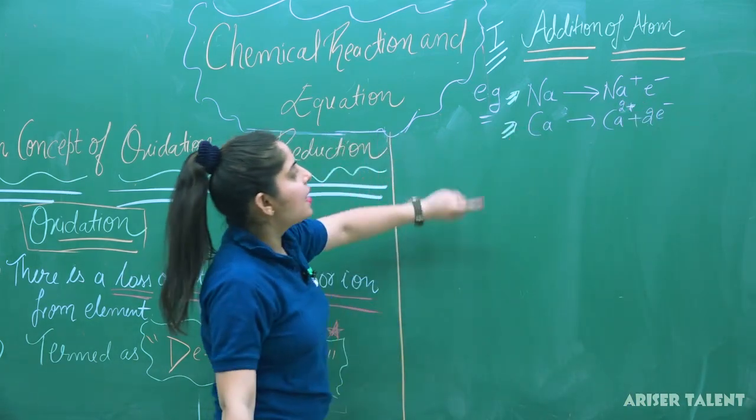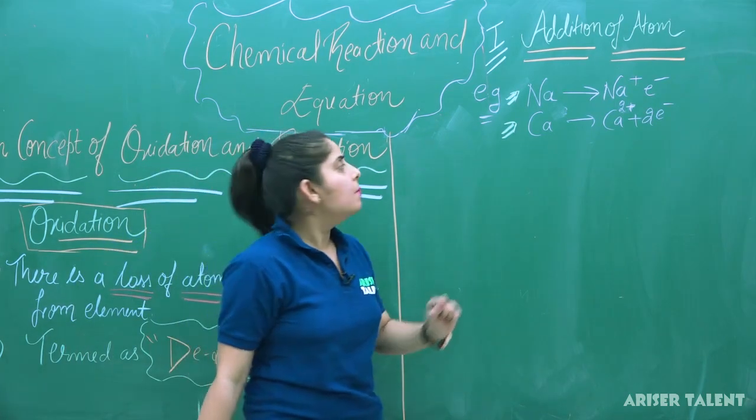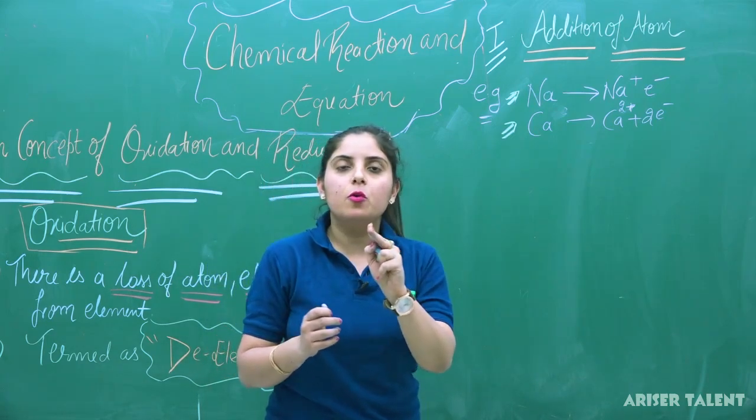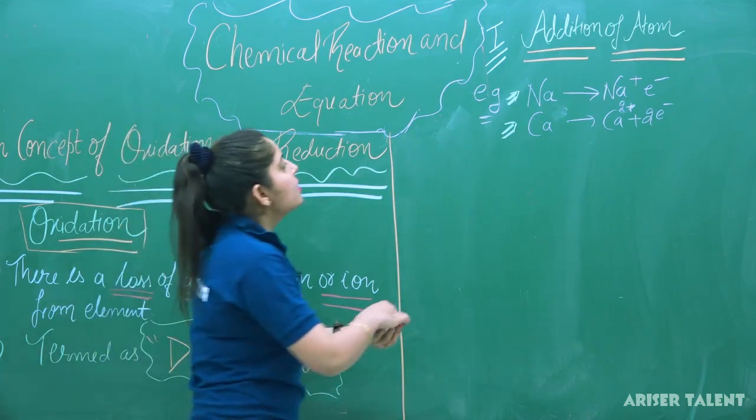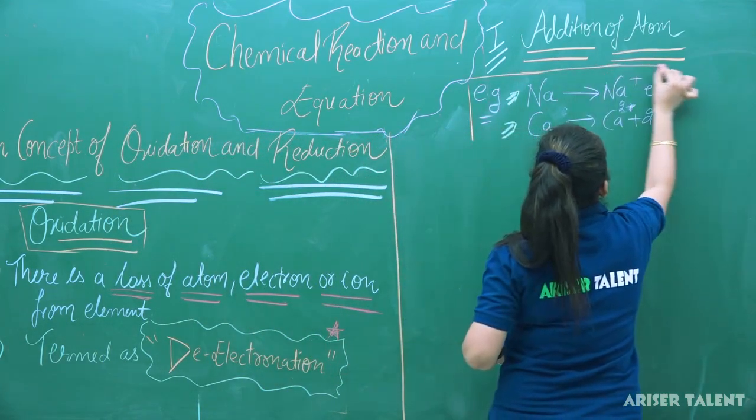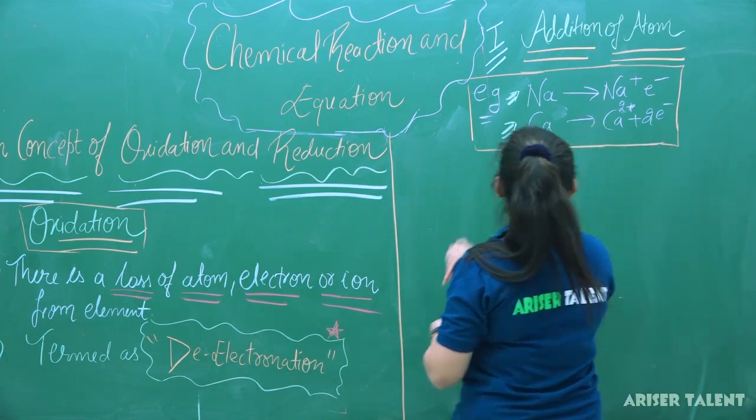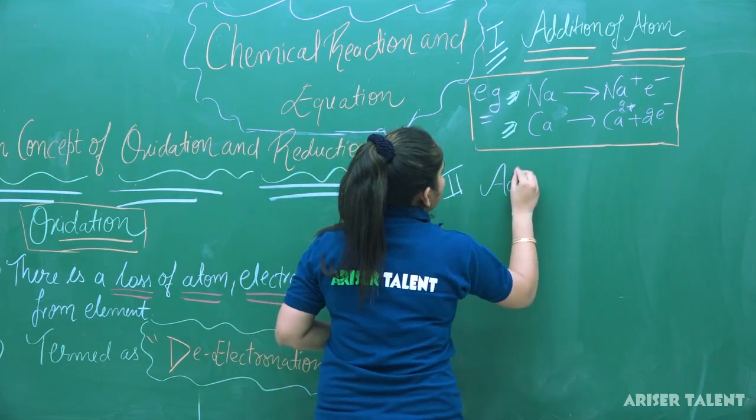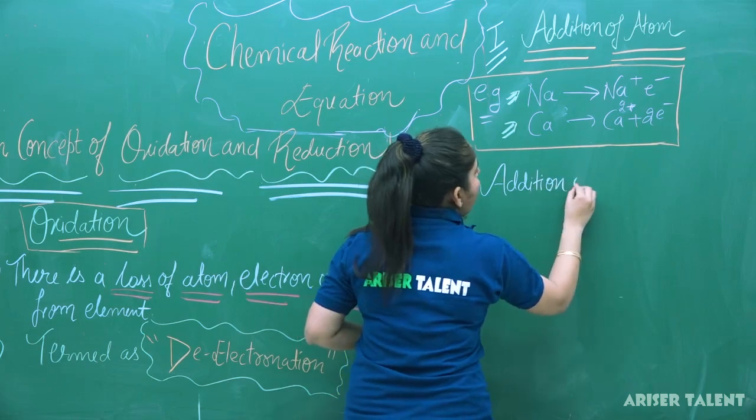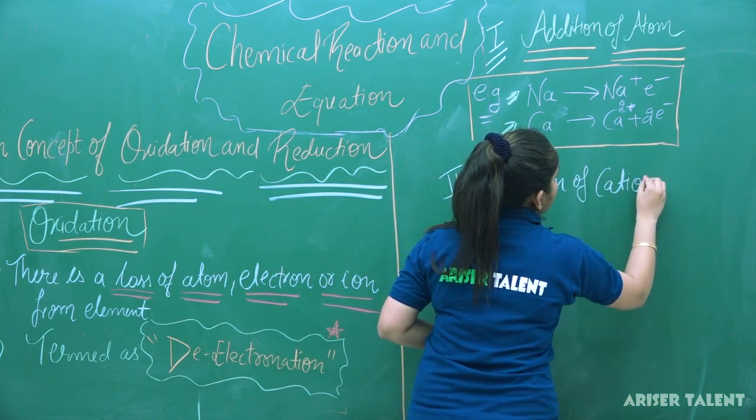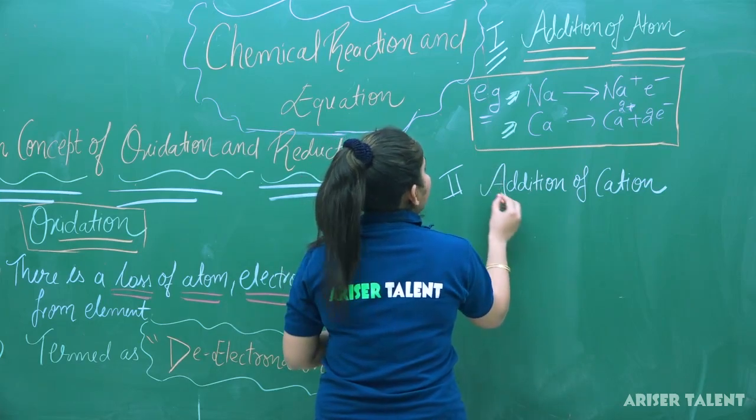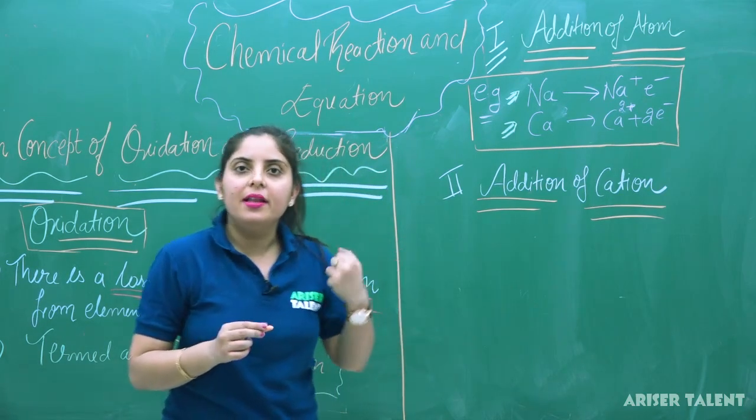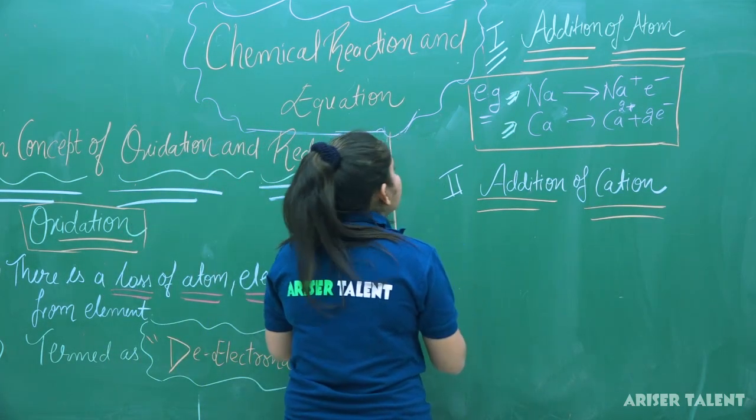So what we have seen in this example, if I am considering addition of an atom, we have provided sodium and calcium. So, sodium and calcium are formed by losing electrons. The loss of the electron is termed as oxidation. So, these are the examples of oxidation. Now, we are on our next example, that is addition of cation. If I am talking about addition of cation, there must be some positive charge that will be added in the atom. So, we have an example in this category.